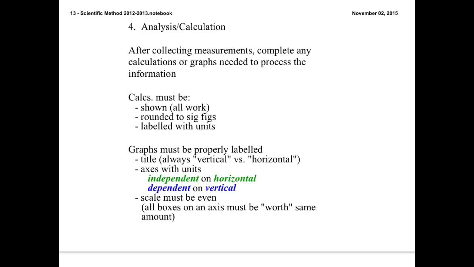You'll always want to give your graph a title labeled with the vertical versus horizontal axes, or in other words, dependent versus independent. The independent variable is going to go on the horizontal, the dependent goes on the vertical, always. Make sure that you use a nice scale for your actual graph itself so that your entire graph fits on the paper and starts at 0, 0. Make sure all the boxes on your axis are worth the same value.